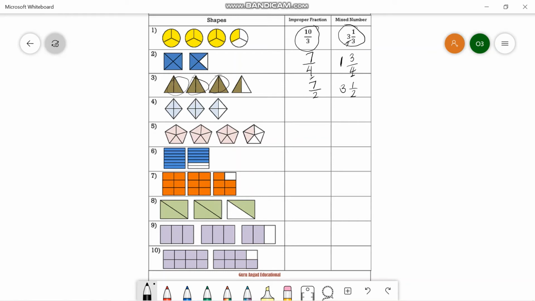Now let's go to number 4. How many parts are shaded? 1, 2, 3, 4, 5, 6, 7, 8, 9, 10. 10. How many parts are there in each shape? 4, so 10/4. Now let's write the mixed number. How many wholes are there? We have 1, 2. And what is the fraction? 2 and 2/4. Same with number 5, number 6, number 7, number 8, number 9, and number 10.